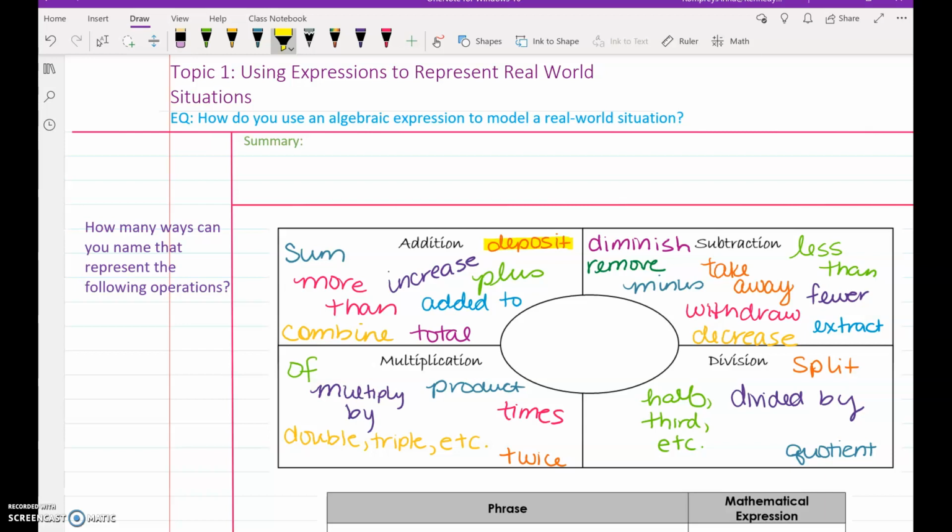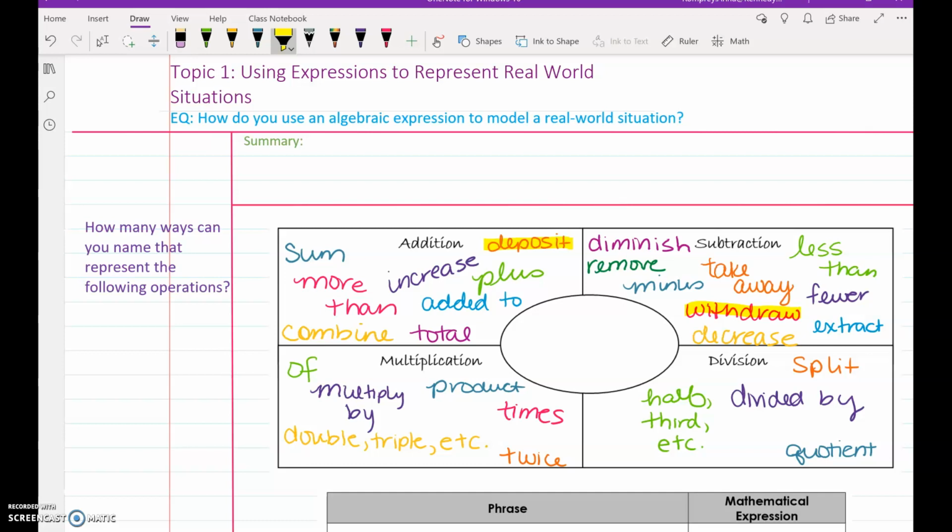Subtraction, let's see what you came up with. So I've got less than, fewer, I like fewer, 7 fewer than a number. Take away, minus, okay, those are all pretty basic. One you might not have thought of was remove. Okay. Let's see. Oh, diminish. If we diminish, we're taking away from something. So it's kind of another way to say take away. Again, my banking example, withdraw. So if we are withdrawing money, that means I am taking money out of my account. Hopefully for something good, not just for something boring like bills.